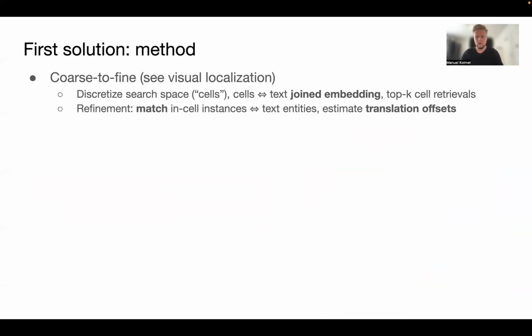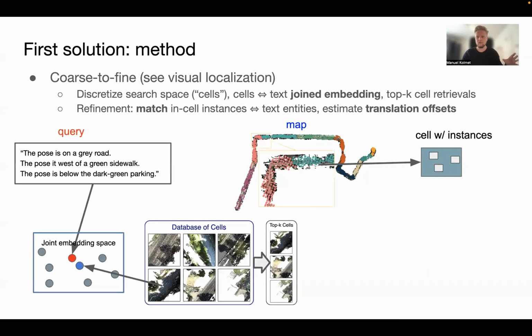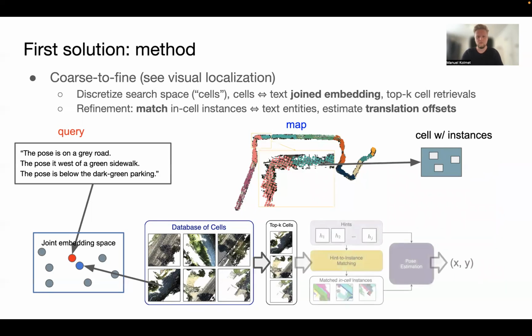Based on this data set, we were then able to develop a first method, which features a coarse-to-fine pipeline. As a coarse step, we first divide the map into rectangular regions called cells, and then train a joint embedding between the text query and these region cells in order to do a top-K cell retrieval. Afterwards, what follows is a fine model that goes through the text query. And for each instance of an object that's mentioned in the text, it tries to match it to one of the objects in the retrieved cells and then regress a translation offset vector. And if you calculate those together, you can come up with a more refined position estimate.